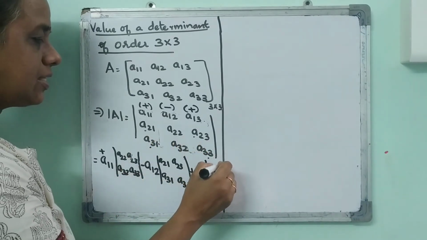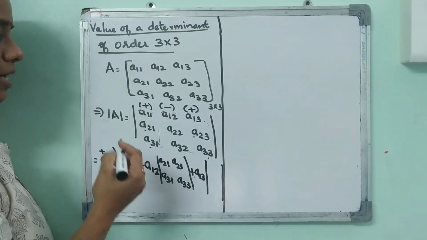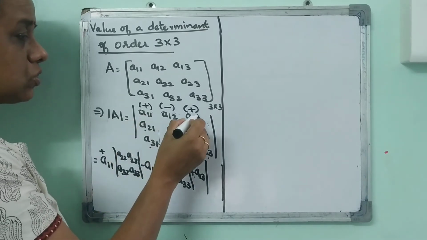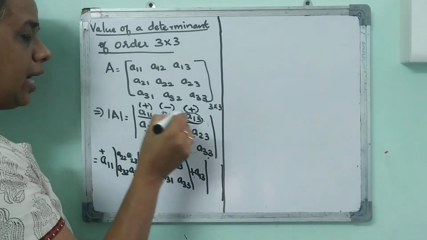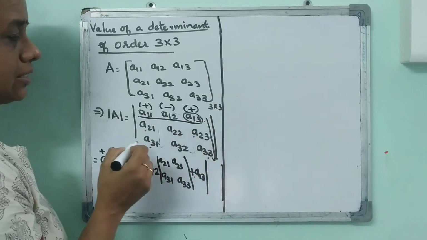Okay, I am putting that determinant symbol. Let us see what will be the determinant which I get there. So do the same process. Delete. So this is the element which I have considered.